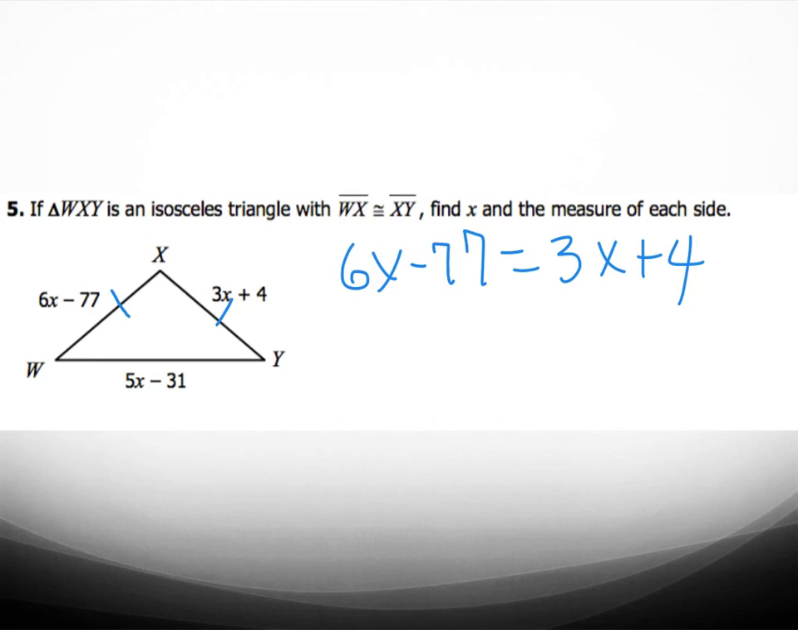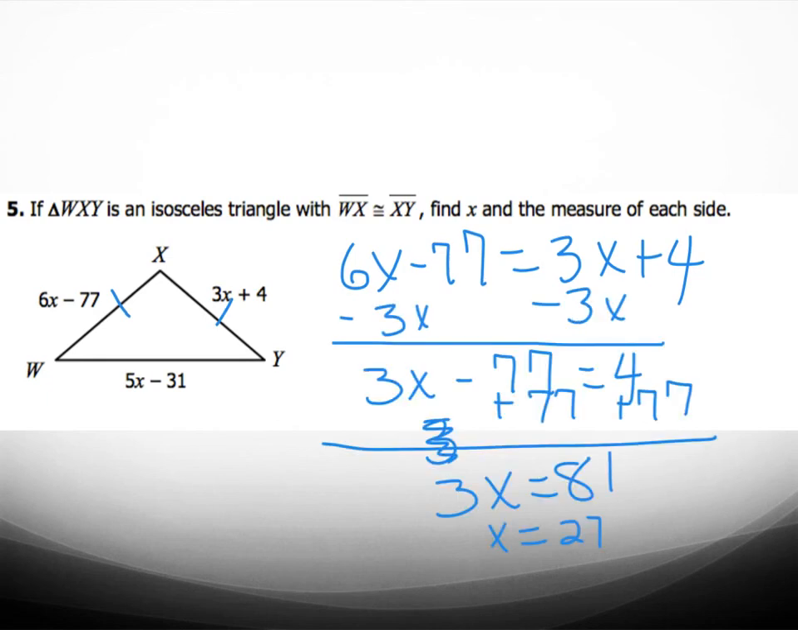I'm going to give you an opportunity to work on your algebra and come back and check and see if you're correct. Here we go. We subtract 3x from each side, and 6x minus 3x is 3x. Minus 77 is equal to 4. I add 77 to each side, and I get 3x is equal to 81. Divide each side by 3 and get x is equal to 27.